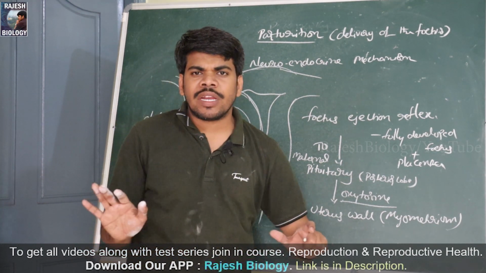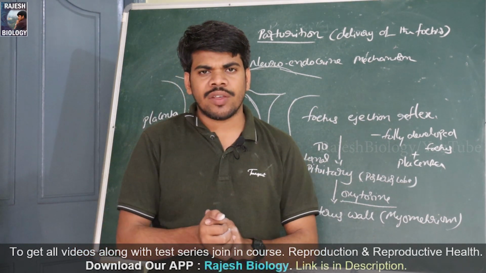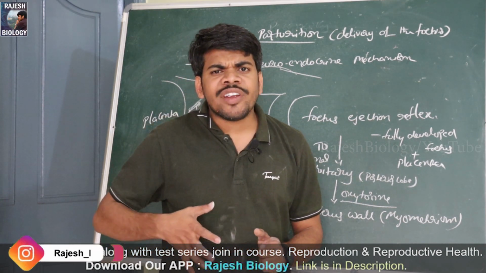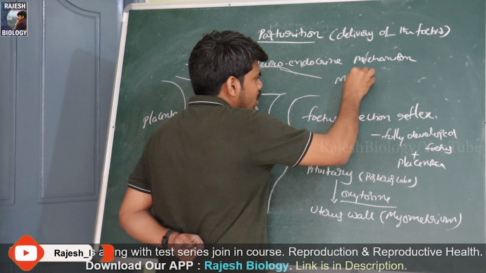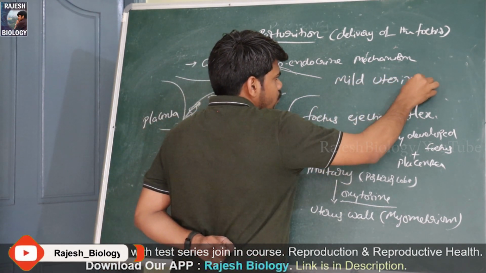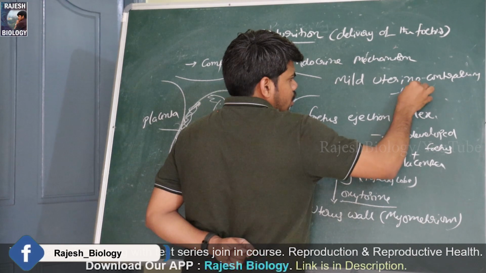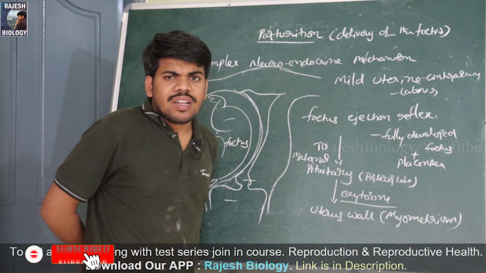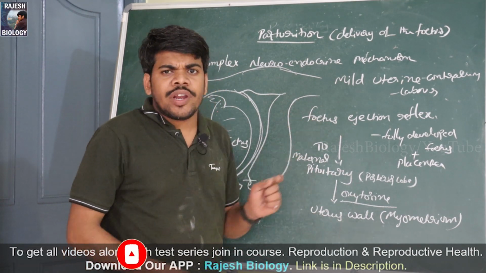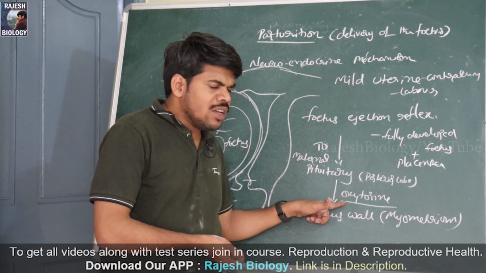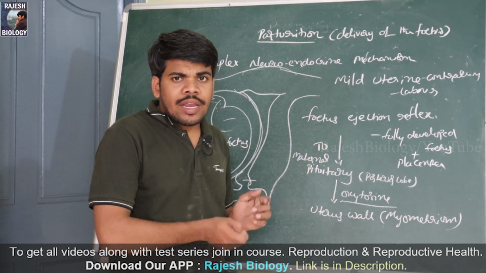When the 9 months of gestation are completed and she is ready to deliver the fetus, mild uterine contractions start. The mild uterine contractions are called labor. This labor gives a signal to the pituitary gland. Immediately the pituitary gland releases oxytocin. This oxytocin works on the uterine wall again. So it is a cycle.